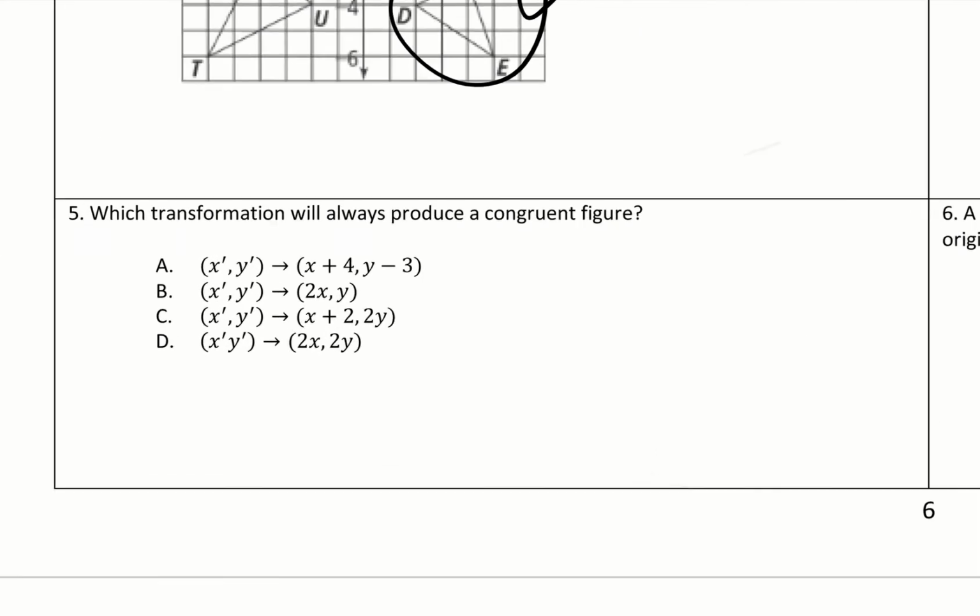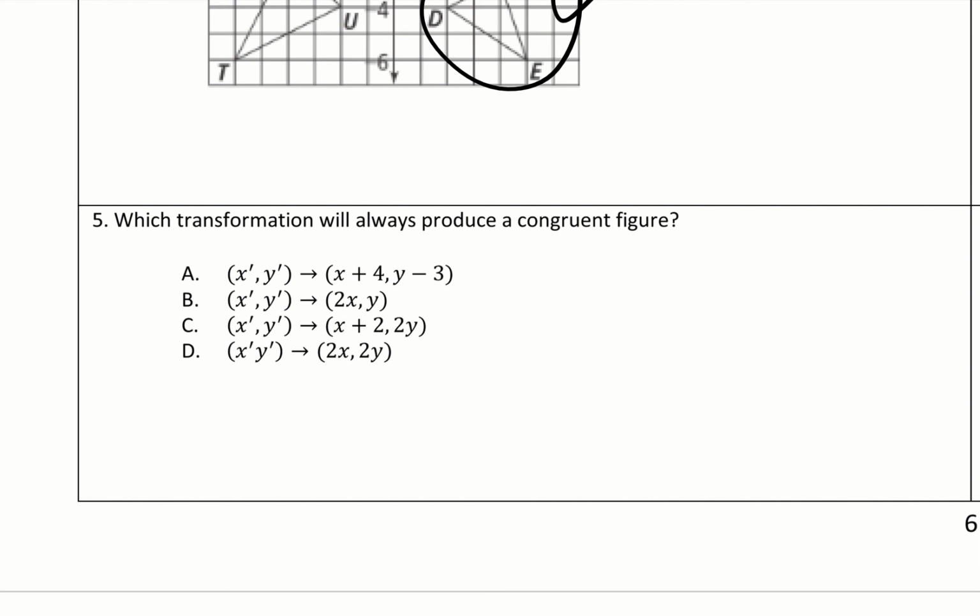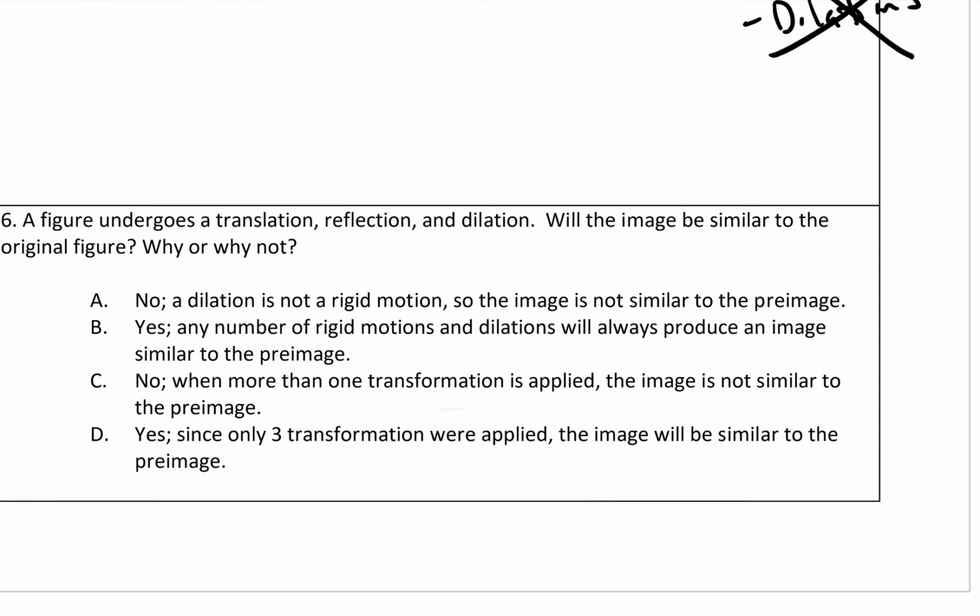For number 5, which transformation will always produce a congruent figure? As long as it's a congruence transformation, you're going to get a congruent figure. This is a translation. So yes, that'll produce a congruent figure. This is a stretch in that direction. This is a stretch in that direction. This is a stretch. Those are all dilation type things. So it's not going to be those.